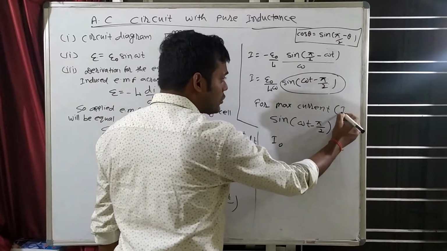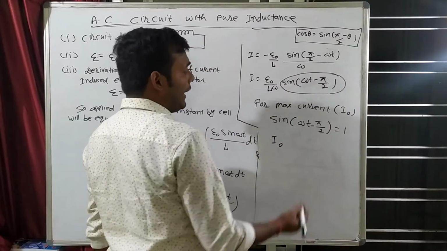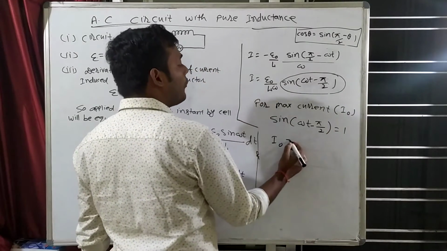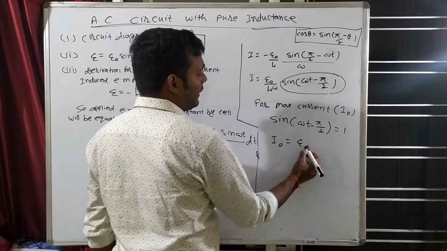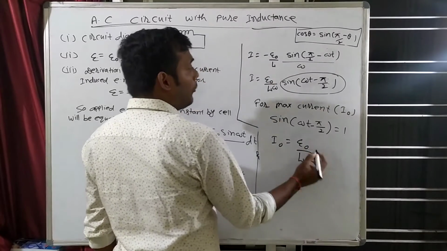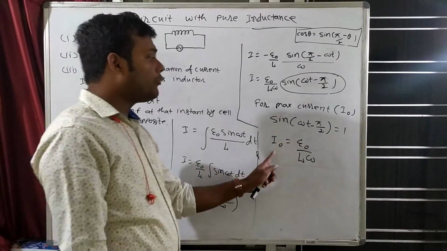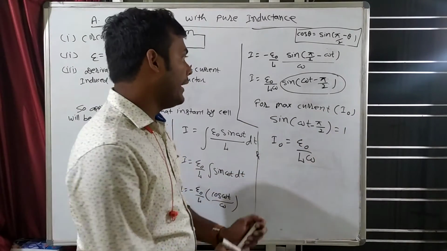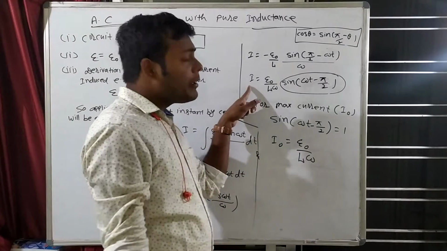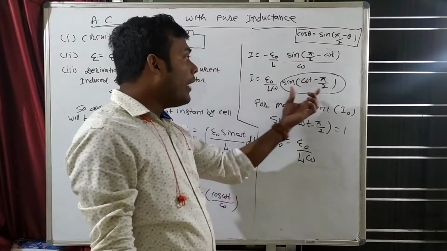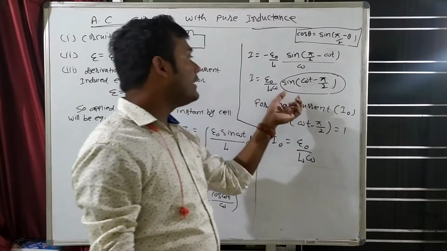Maximum current is also known as peak current. So in the place of I, we will now add I naught, because this is the maximum current: E naught by L omega. Why? Because this all will be 1, so I will not add anything here. So I naught will be equal to E naught by L omega. Why have I replaced I with I naught? Because when this term becomes 1, the current will be maximum.